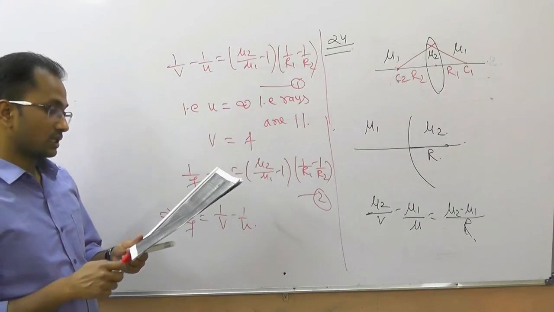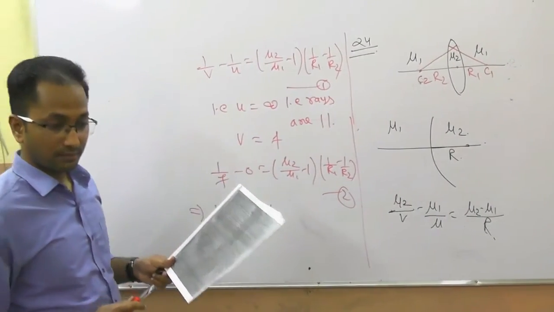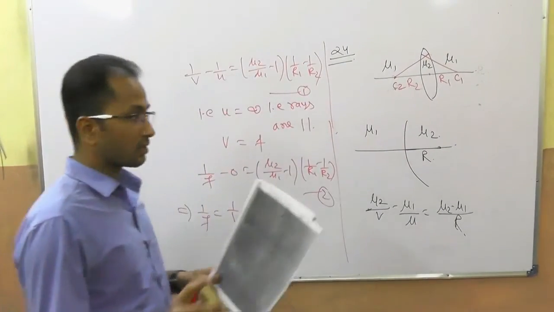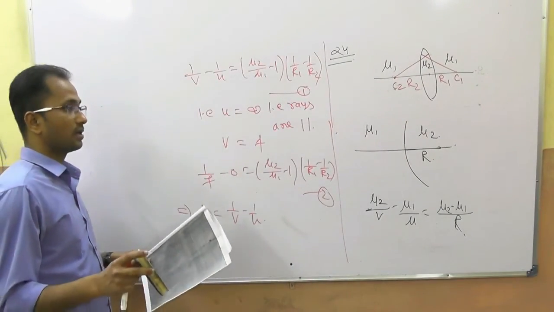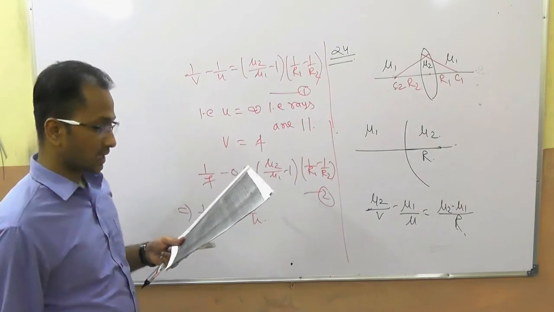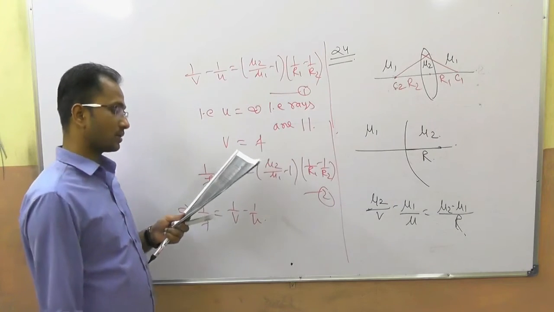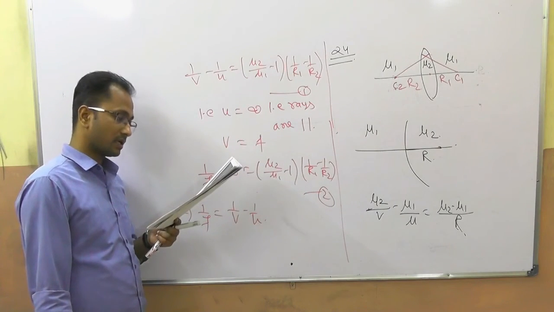The first question is: define the half-life. Half-life means it is the time when the number of nuclei of a radioactive substance becomes half. You have to write it in a simple way: when the nuclei of a radioactive substance become half.